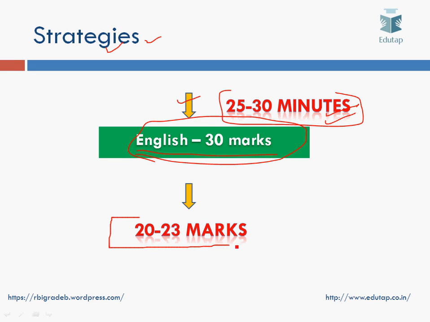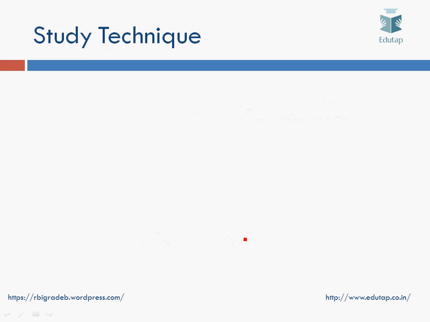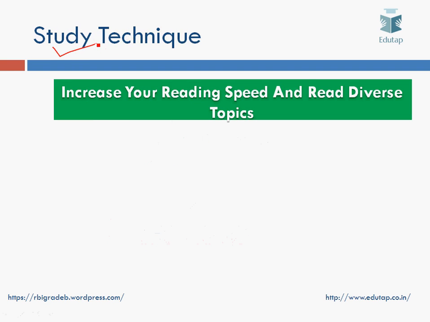So you should aim for at least 20 to 23 marks out of 30 marks in English. Don't spend more than 25 to 30 minutes on English. And what should be the study technique? You have to increase your reading speed. You can increase your reading speed by reading a daily newspaper, by following a particular magazine, by reading novels.